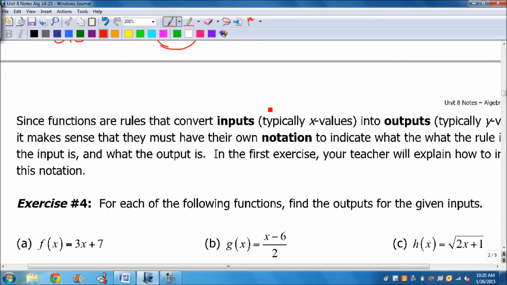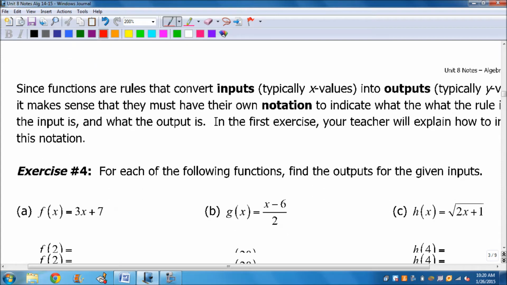All right, let's take a look at page 3. At the top, we'll read through what it says. Since functions are rules that convert inputs, typically x values, into outputs, which are typically y values, it makes sense that they must have their own notation to indicate what the rule is, what the input is, and what the output is. So in the first exercise, I'm going to explain how to interpret this notation.